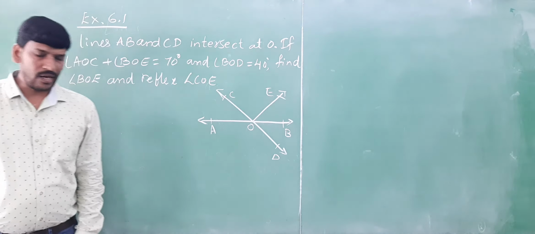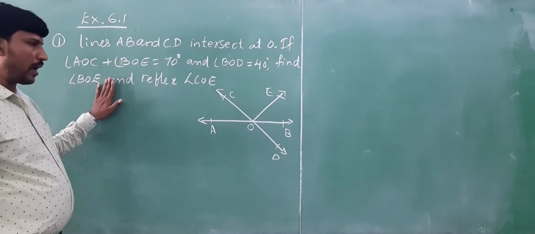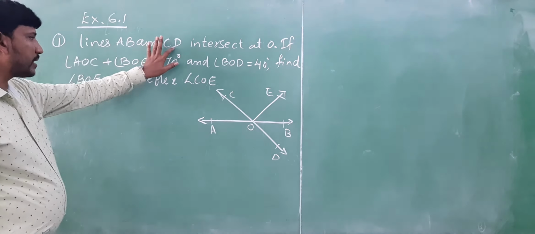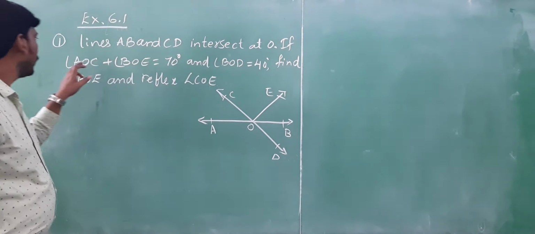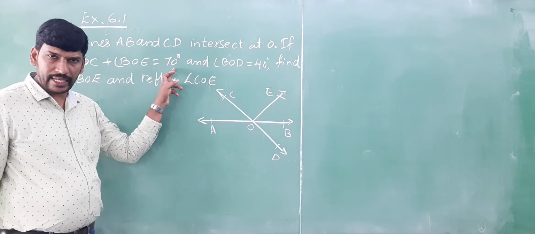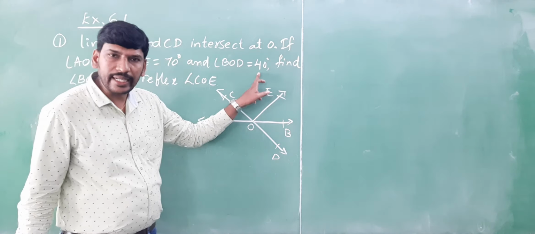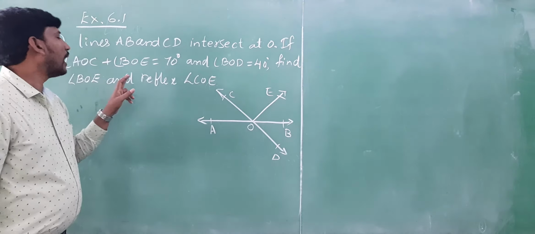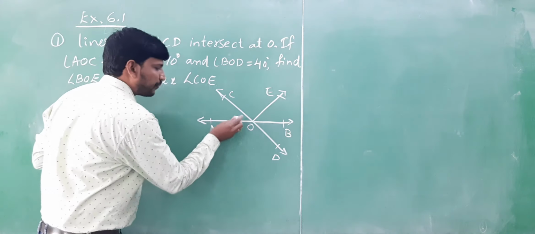Right children. Now let us discuss exercise 6.1, question number 1. So now what is the question here? Lines AB and CD intersect at O. If angle AOC plus angle BOE is equal to 70 degrees and angle BOD is equal to 40 degrees, find angle BOE and reflex of COE. Children, this is the diagram.